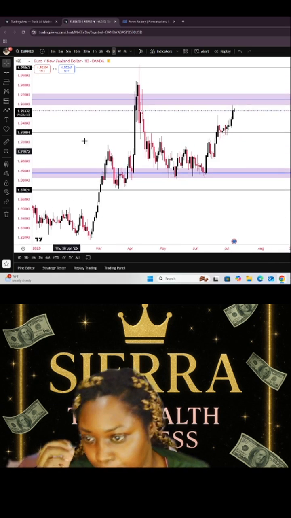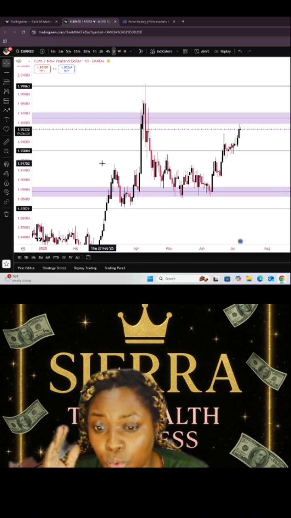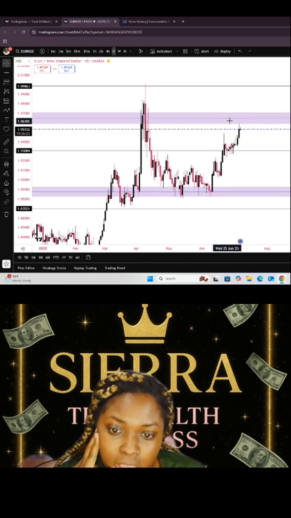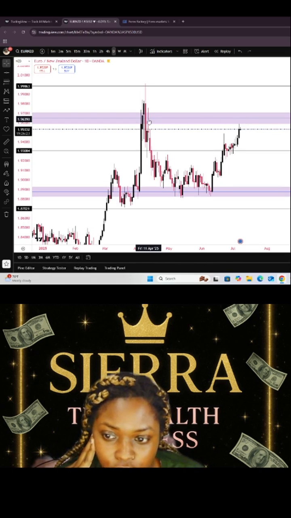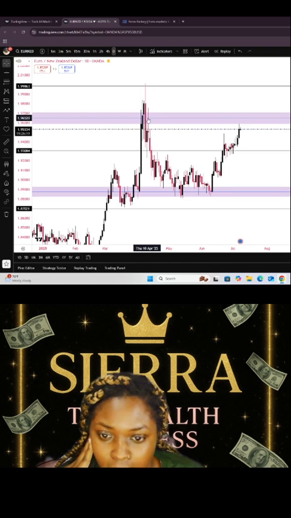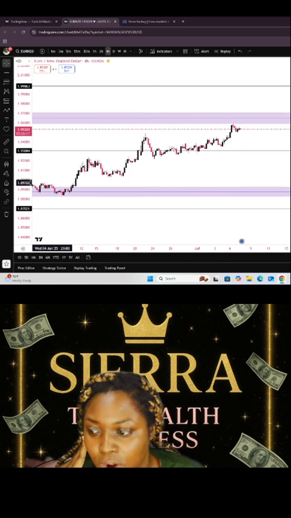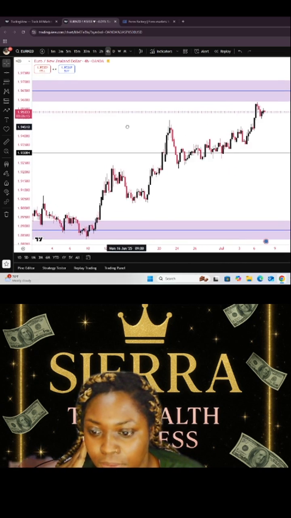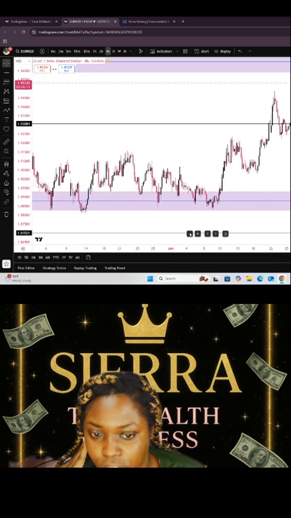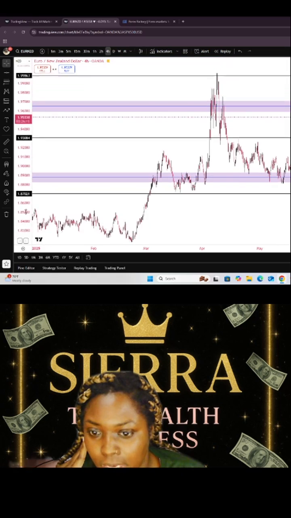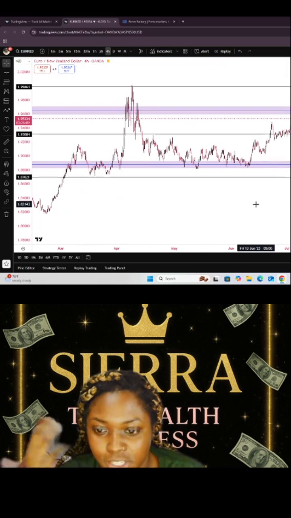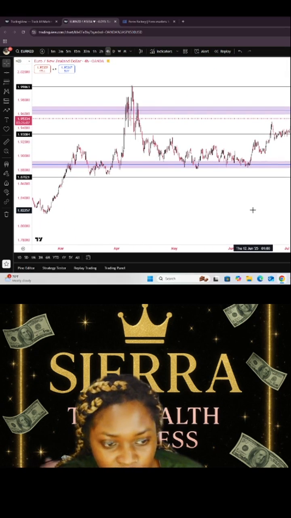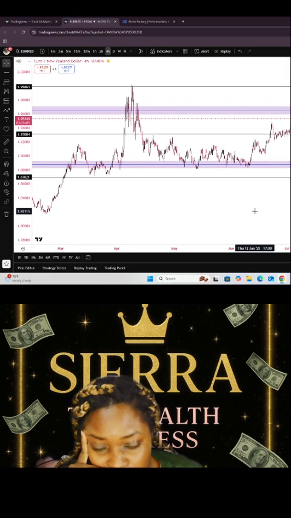All right. So now we are on our daily, and now we have this zone. And as you can see, price also reacted to this zone right here also. Okay. So now I'm going to come to the 4-hour. All right. So what do we have? If we zoom out on our 4-hour and we look at all of our zones, you see how price is reacting to all of our zones beautifully.